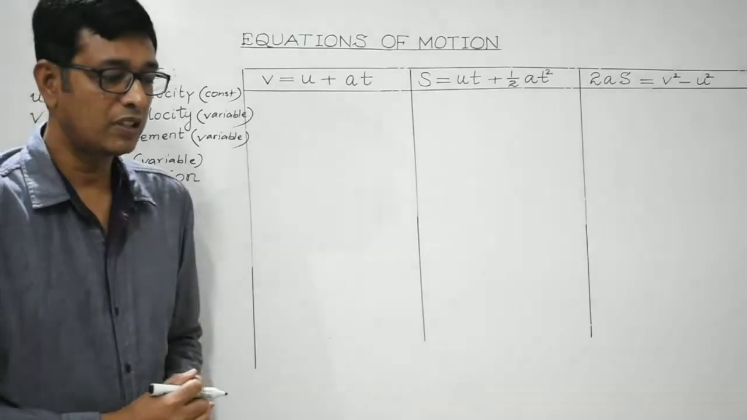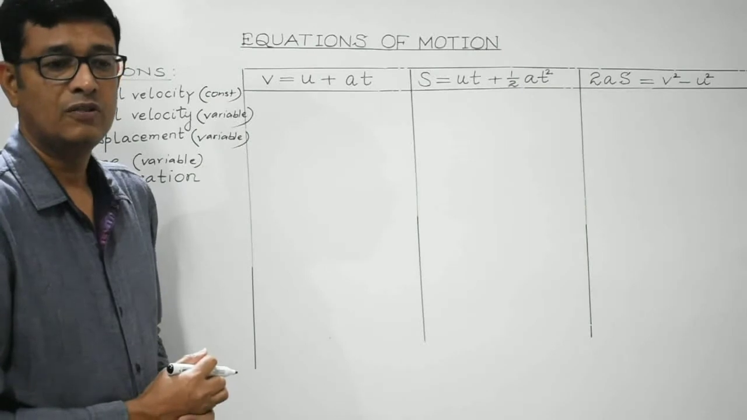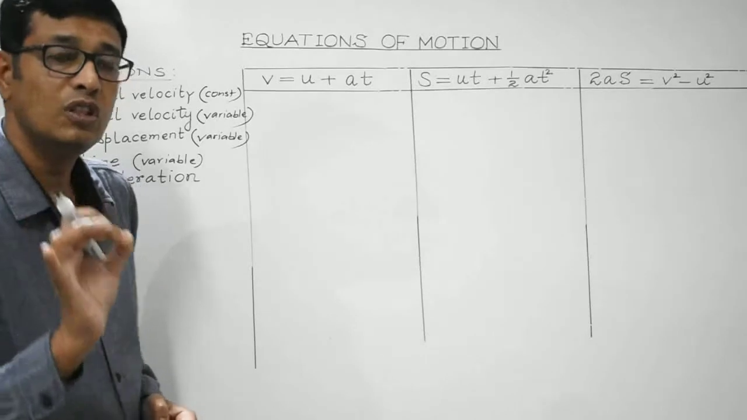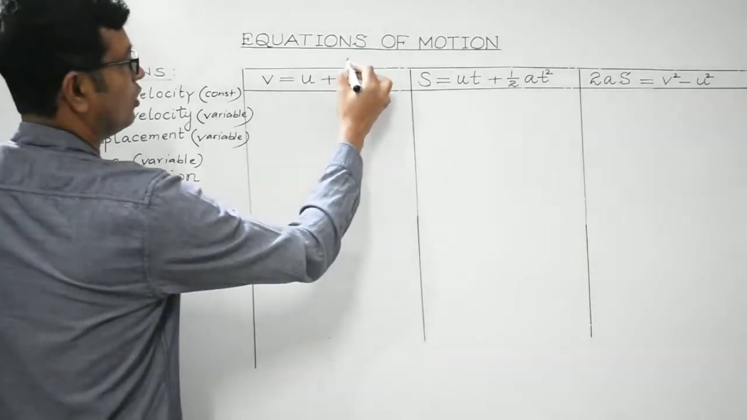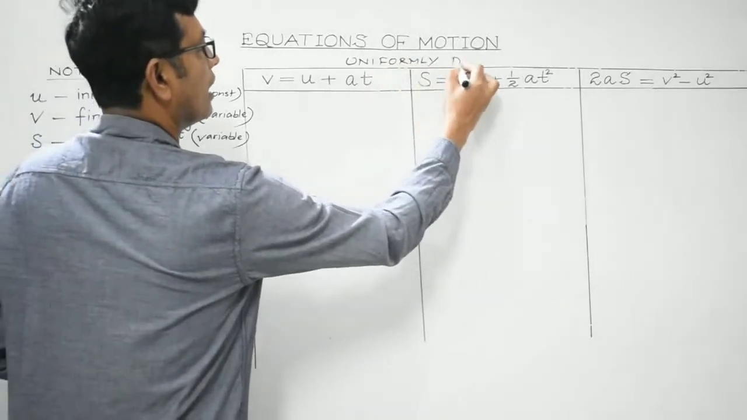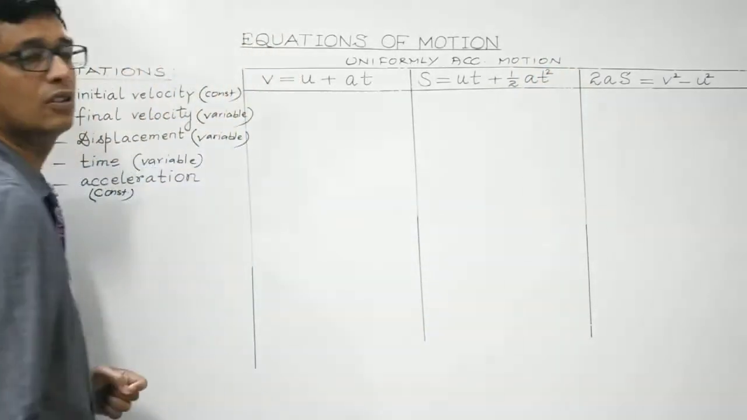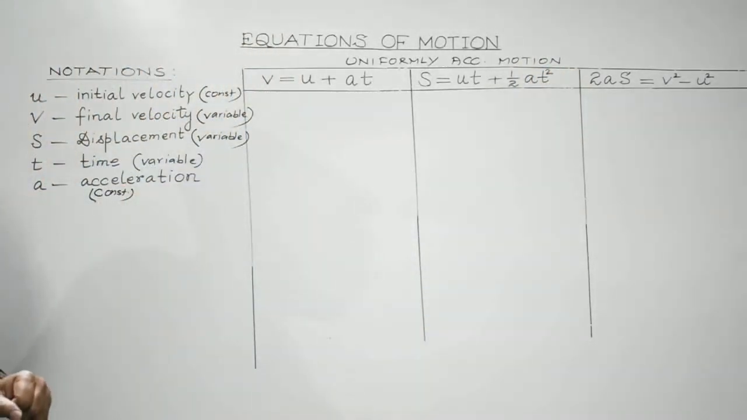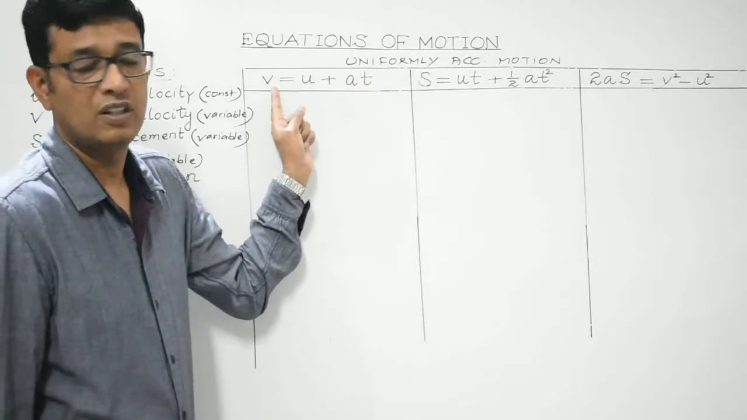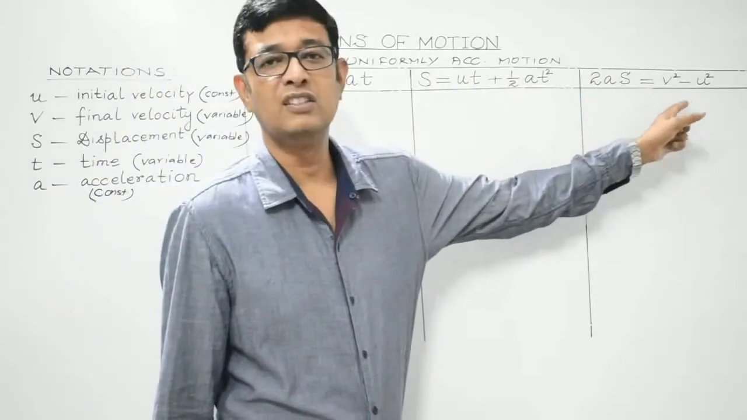So students, we will now discuss the equations of motion. As I have told you, for deriving these equations of motion, we are considering the body to be in uniformly accelerated motion, where A is constant, right? This is, students, known as the first equation of motion. This is known as the second equation of motion. And this one is known as the third equation of motion.